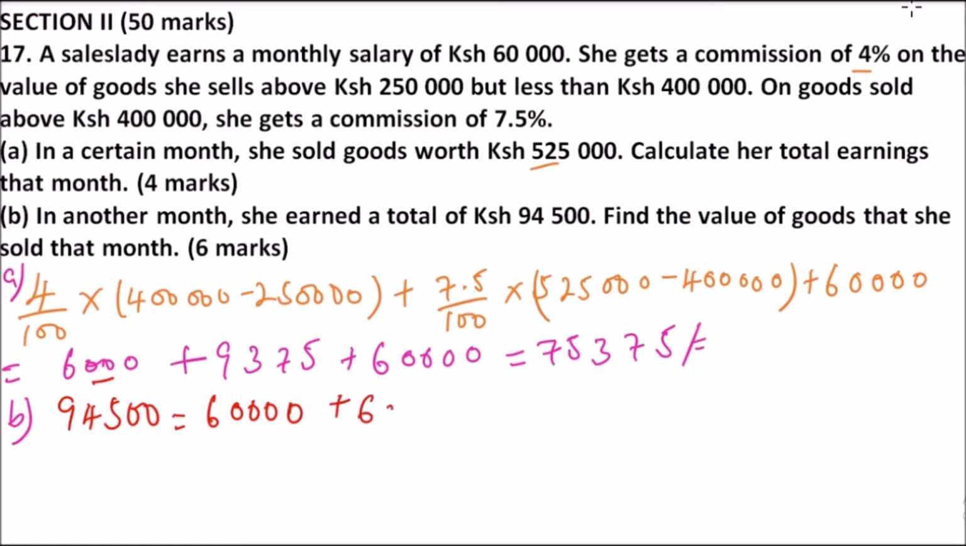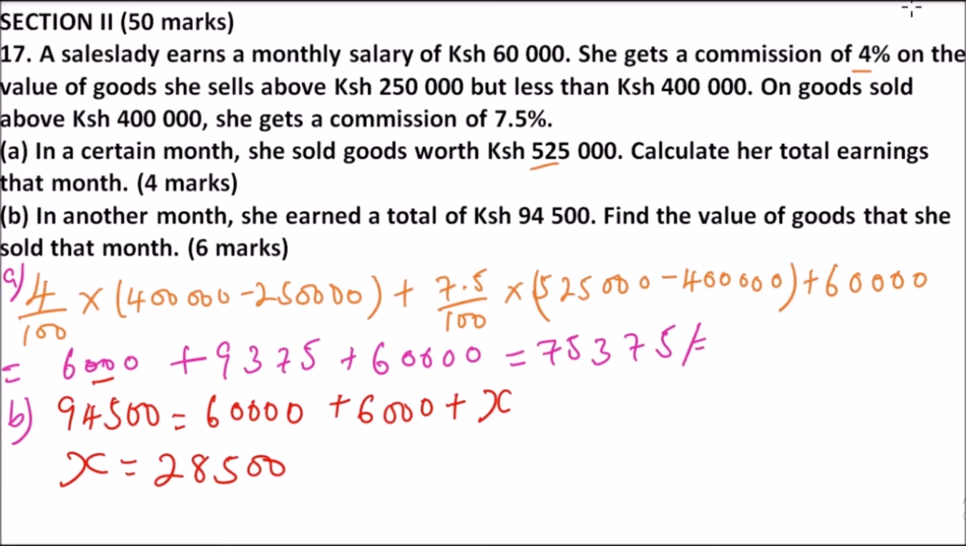So you add 6,000, then you add 2X of what she earned above 400,000 Kenyan shillings. So when you work this out, you take 6,000 to the other side, and you find that X is equal to 28,500. That is, you make X the subject.